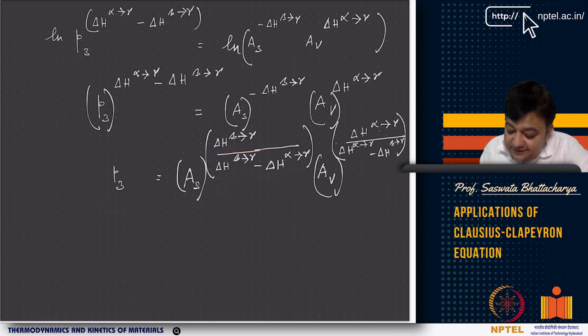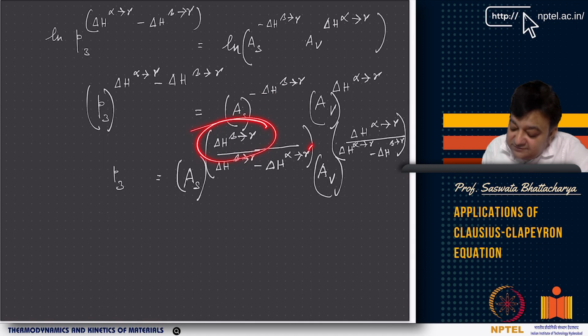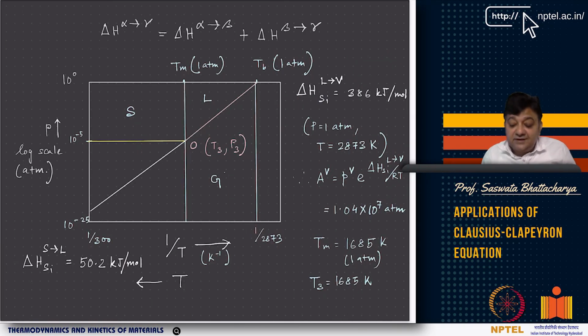So basically you are taking the coefficients, assume the AS and AV coefficients are known, and assume the heats of transformation from beta to gamma or alpha to gamma are known. Beta to gamma is like liquid to gas and alpha to gamma is like solid to gas. If we know all these heats of transformation, you can also get P3. Okay, so that's the idea.